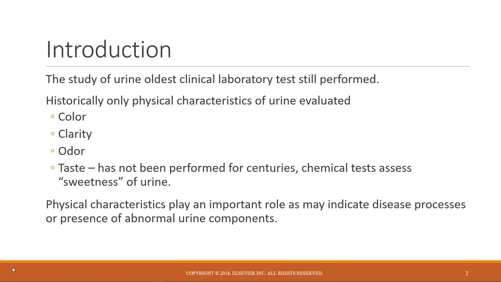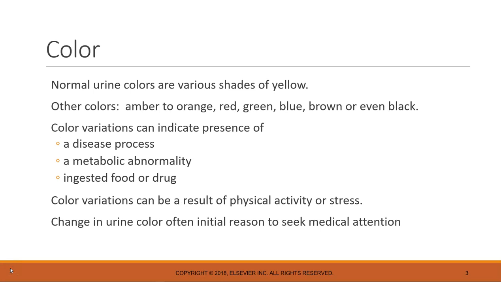Physical characteristics play an important role as they may indicate that disease processes are present, or they may indicate the presence of abnormal urine components. Normal urine colors are various shades of yellow. Other colors that you may observe are amber to orange, red, green, blue, brown, or even black. Color variations can indicate the presence of a disease process, a metabolic abnormality, or ingested food or drugs. Color variations can also be a result of physical activity or stress. In patients, a change in urine color is often the initial reason they seek medical attention.